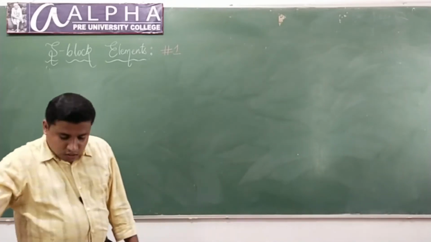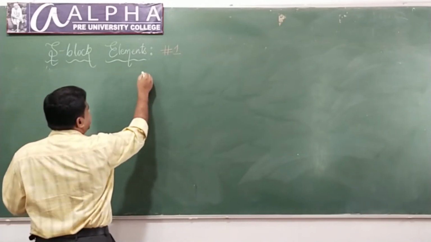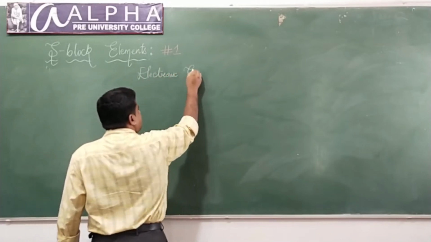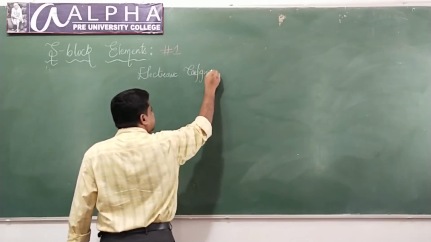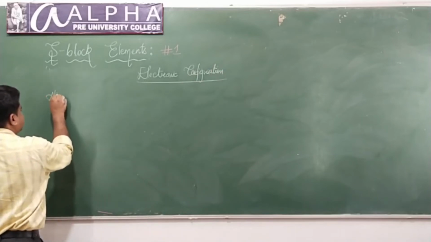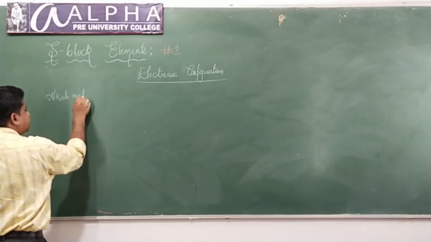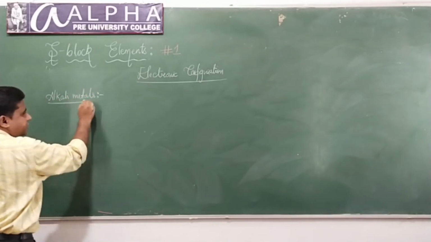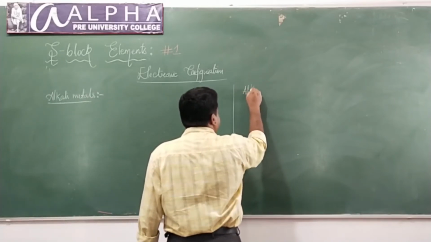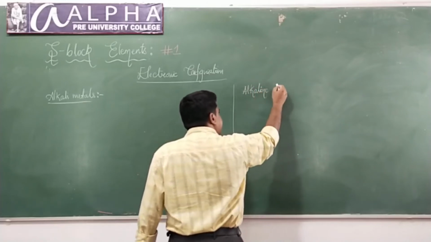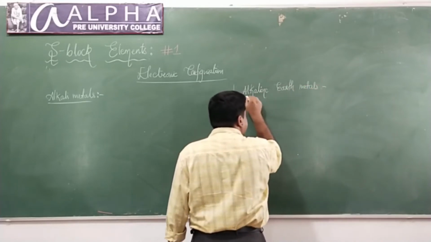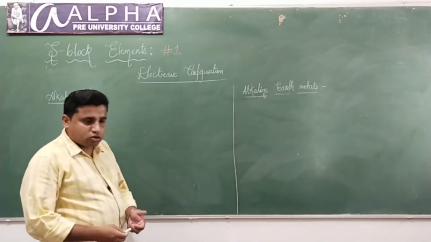Now we will be dealing with the electronic configuration of alkali metals and alkaline earth metals.